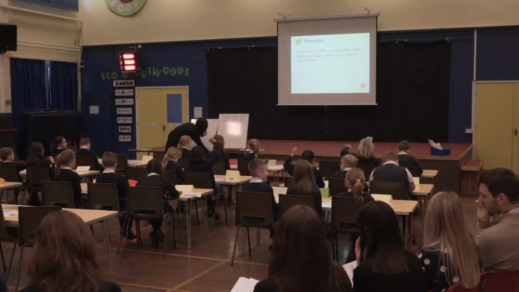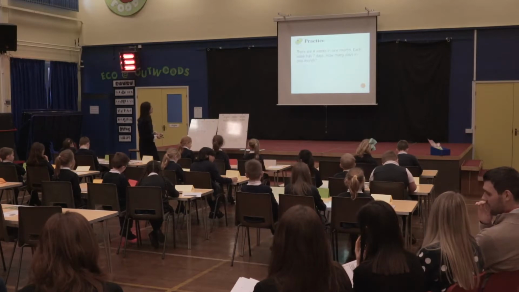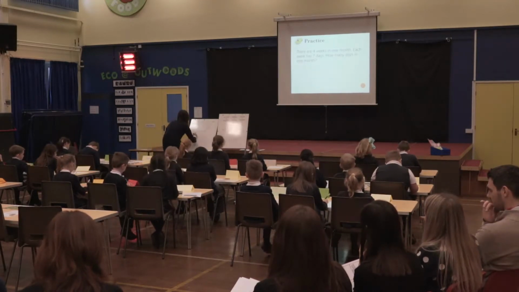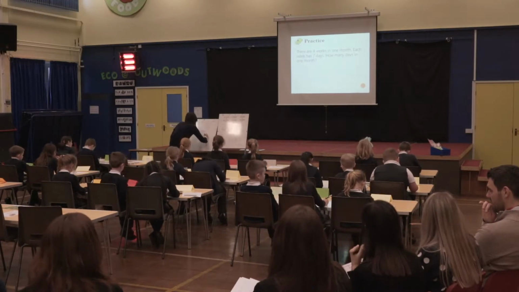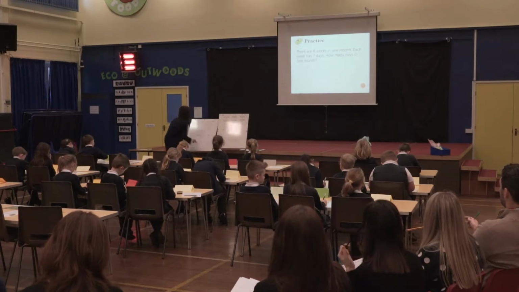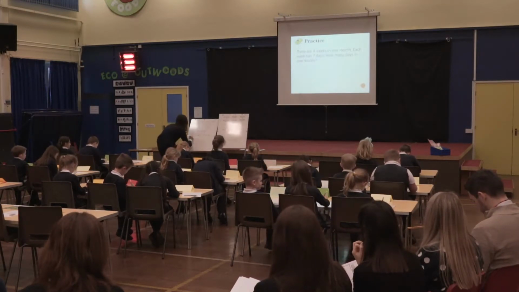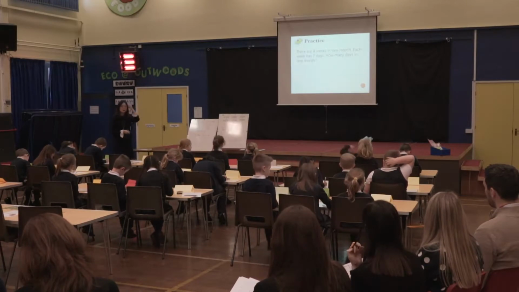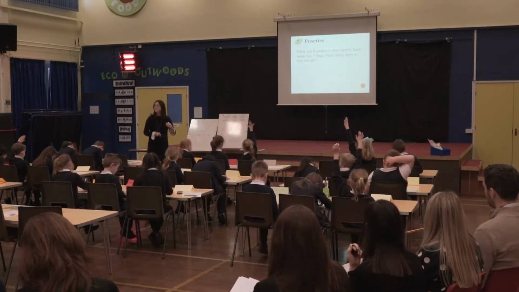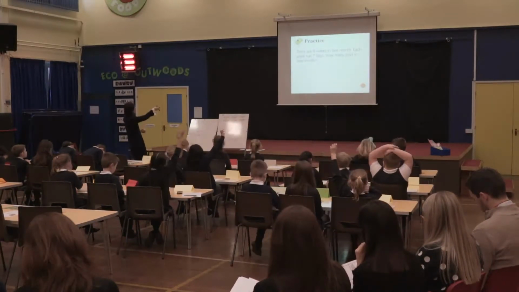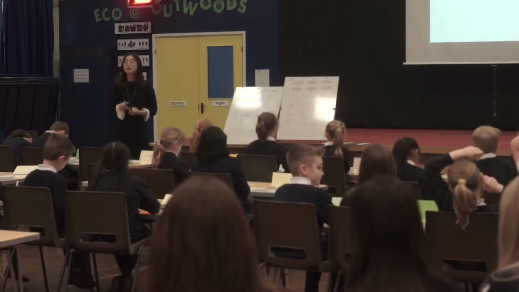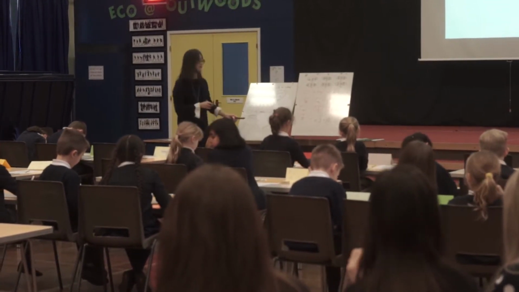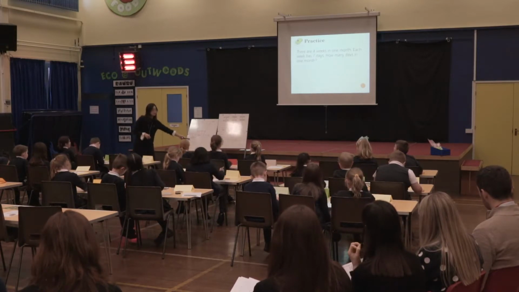I will first draw the math model for you. 4 weeks, and circle as week, triangle as day. So, 4 circles. And how many triangles should I draw in each circle? You please. 7. Why? Because the key sentence is each week has 7 days. Wonderful. So 1, 2, 3, 4, 5, 6, 7. Is that right? True or false? True. So.